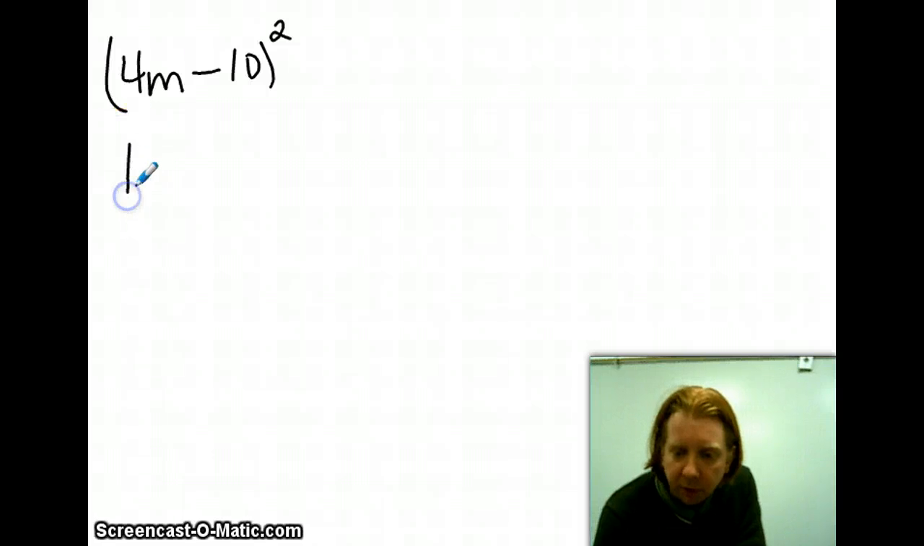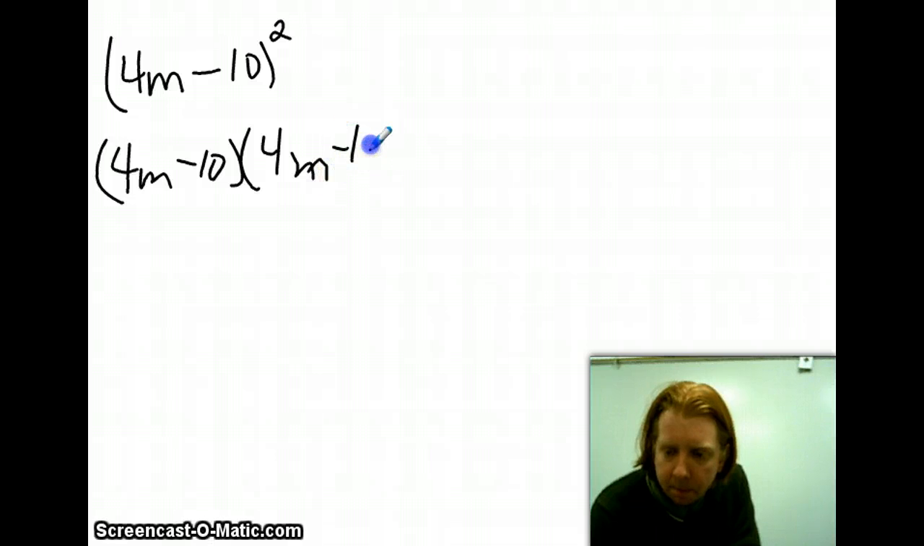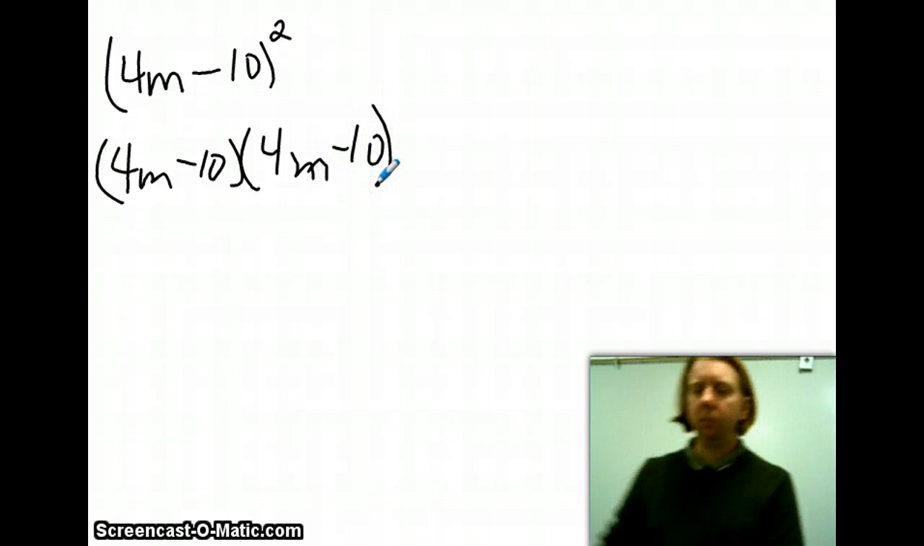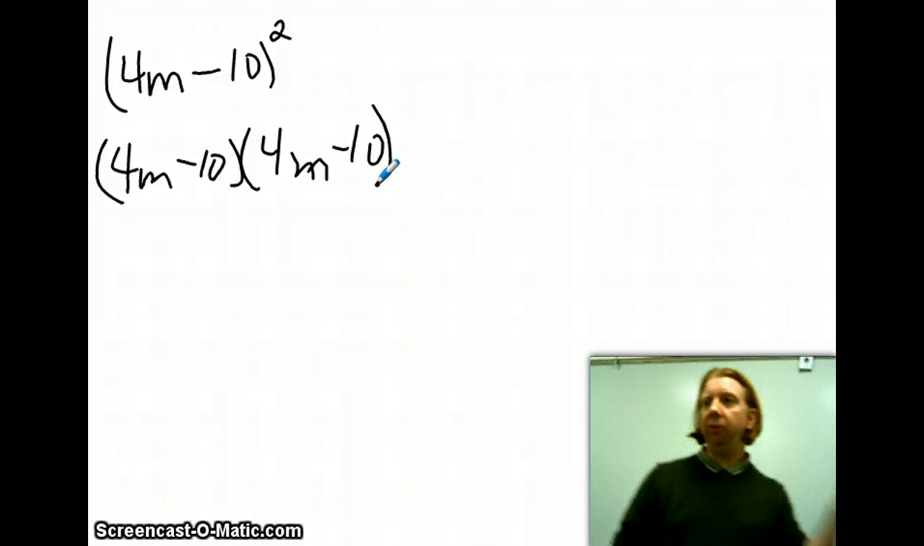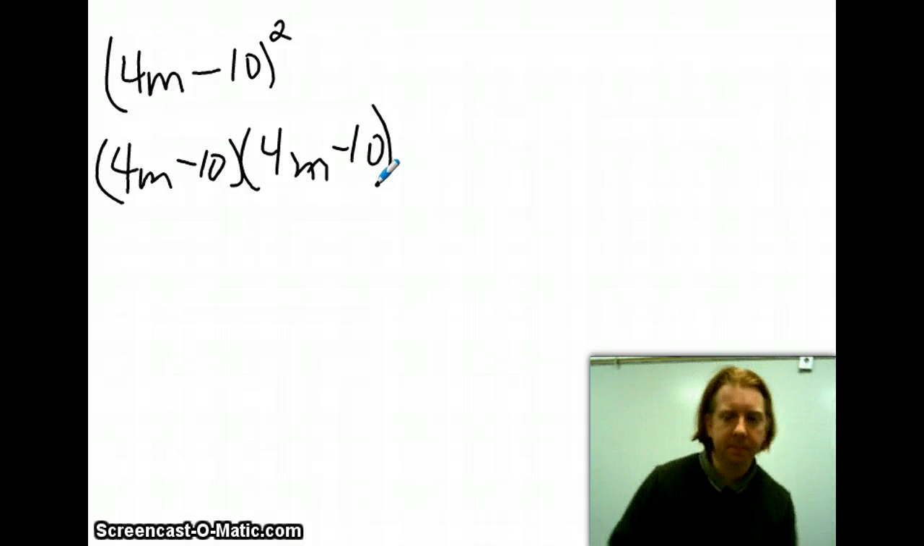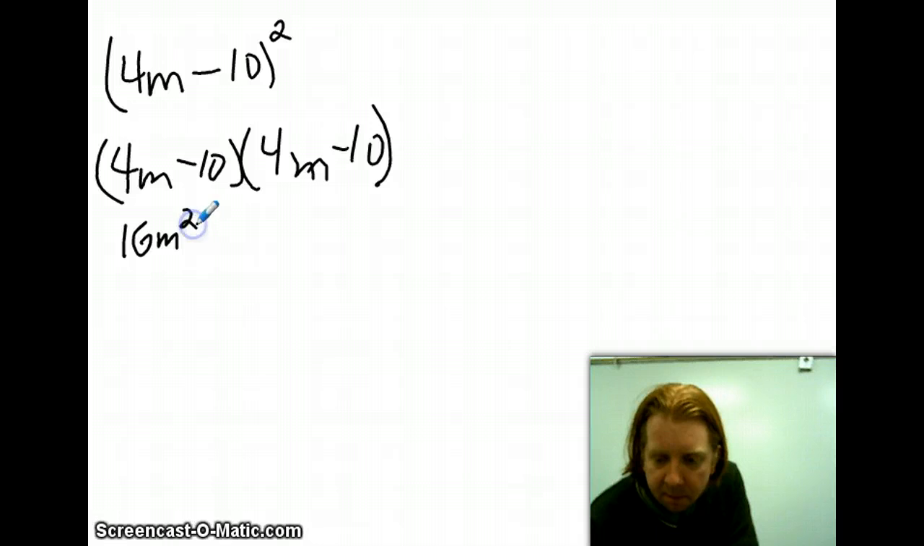So if I do it by hand, I'm taking 4m minus 10 times itself, right? So FOIL, firsts, outers, inners, lasts, right? So I multiply the first terms together, so that gives me 16m squared. So that's those guys.